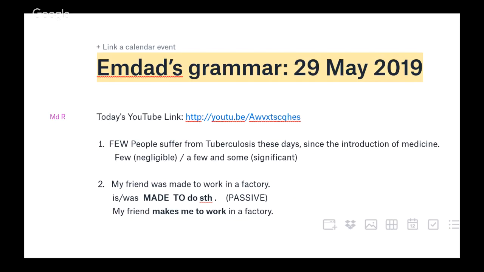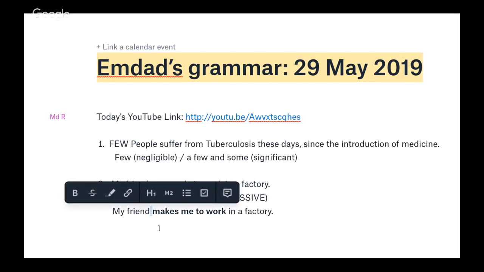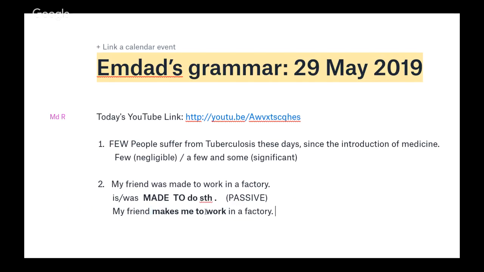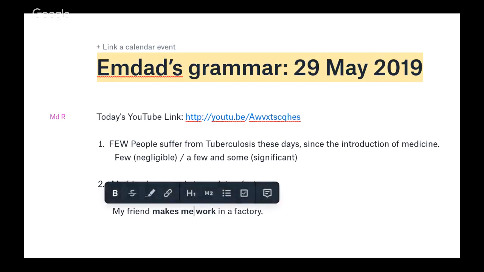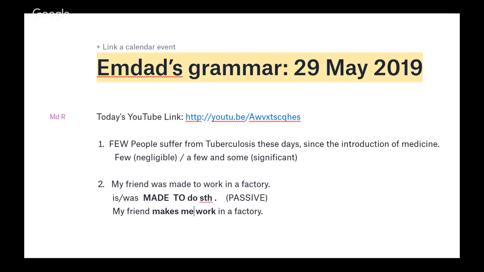Active. Emdad sir made me. There's no auxiliary. How about this? Emdad sir was made, active or passive? Passive. Is it clear? The boss made employees, active or passive? Active. The boss was made, passive. Is it clear? Do you see my point? Now here, do you see any auxiliary between friend and makes? There is no auxiliary. So this is active voice. But the problem is that in active voice, the structure is not make to do something. There is no to in active. The structure is my friend makes me work in a factory.